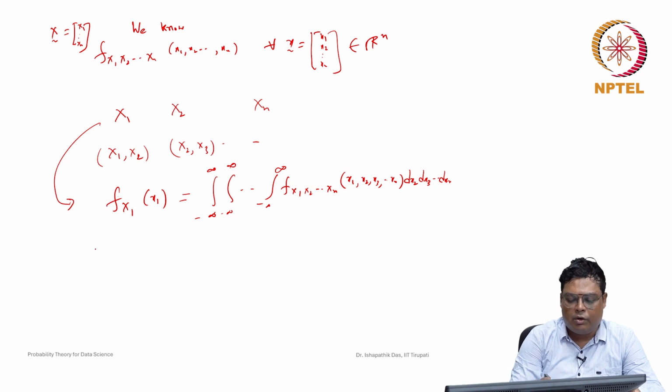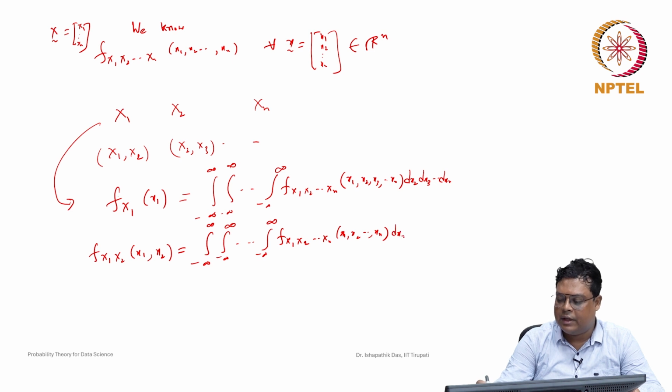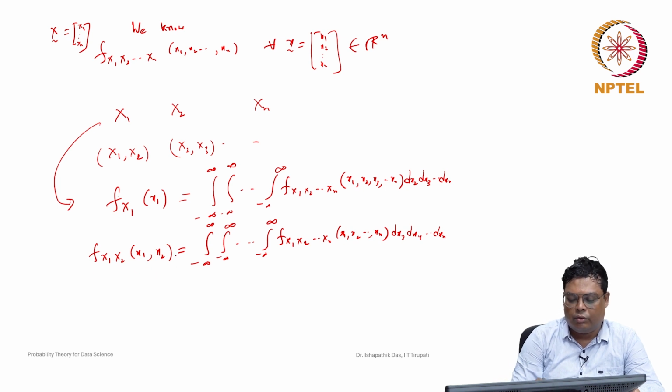Similarly, if you want to find the marginal probability density function of x1, x2, then we have to integrate out the other variables, each from minus infinity to plus infinity. This is the joint probability density function, which is known to us for any value x1, x2, ..., xn. Then we integrate over x3, x4, ..., xn, dx3 dx4 ... dxn. We will not integrate x1 and x2. We integrate the remaining variables.